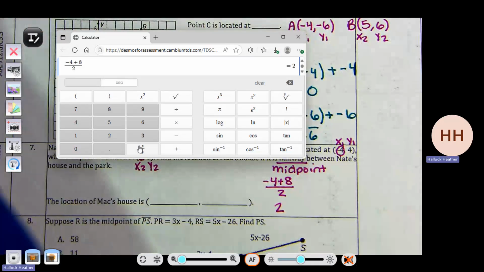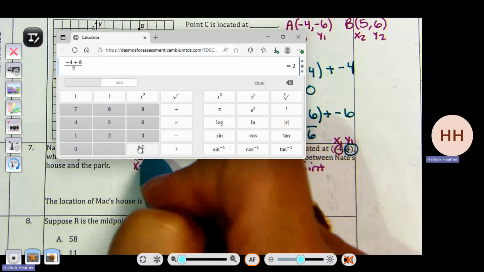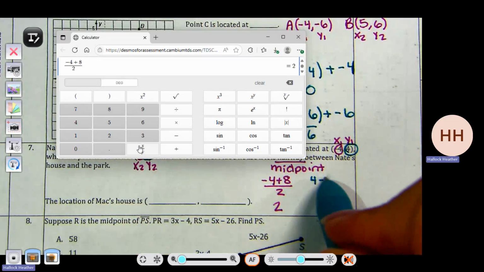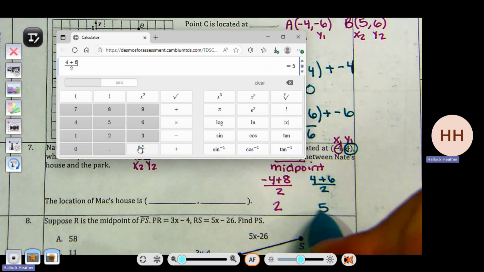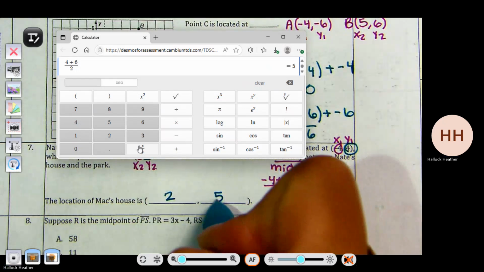I'm going to do the same thing for the y values. 4 plus 6. So 4 plus 6 divided by 2. Type it into your calculator. Four plus 6 is 10. Divided by 2 is 5. So your coordinate is 2, 5.